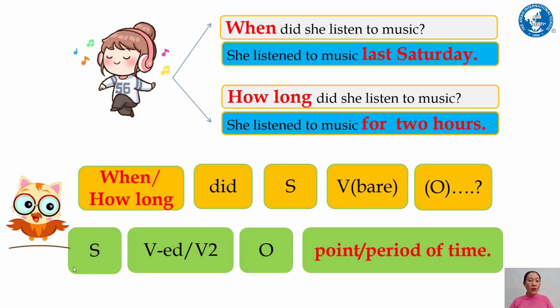And how about the answer? Subject. Do you remember? I, we, you, they, he, she, it. Then verb-ed or verb 2. We use verb-ed for regular verbs and verb 2 for irregular verbs. Then an object, and after the object, we use a point of time or a period of time.